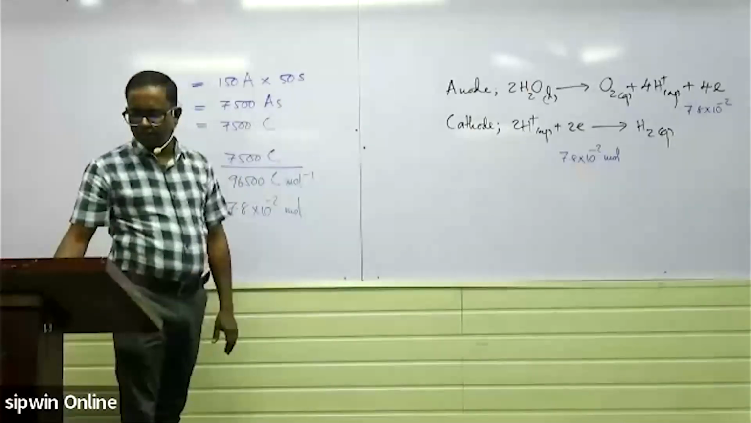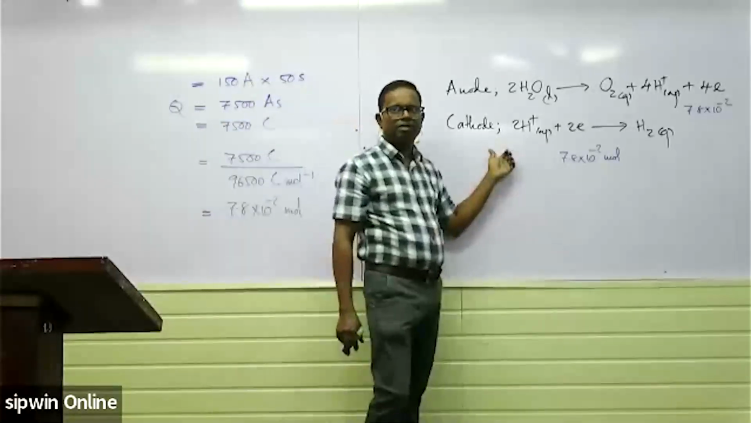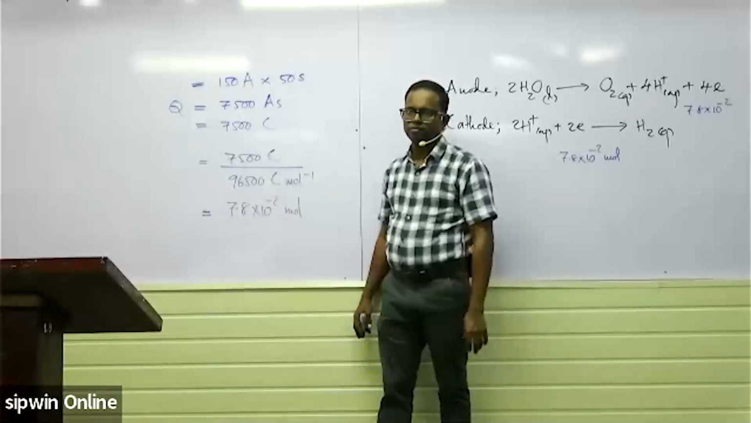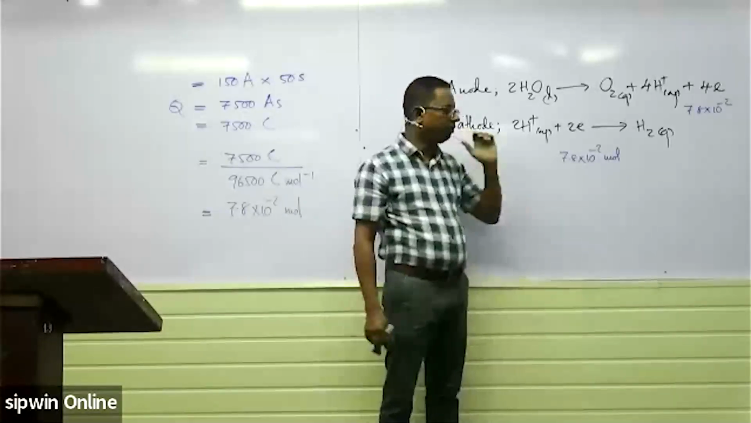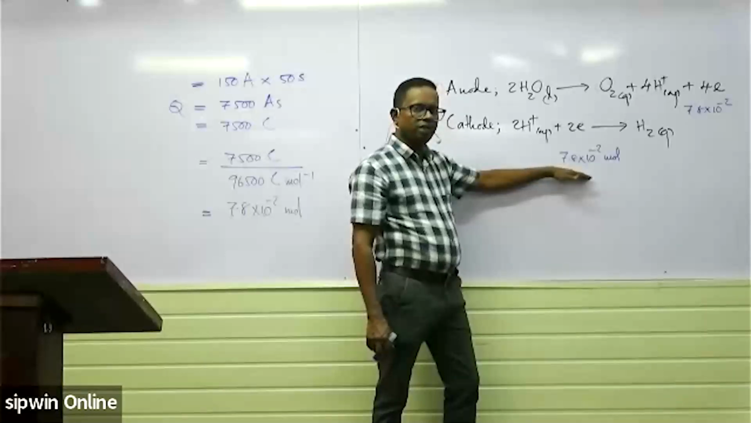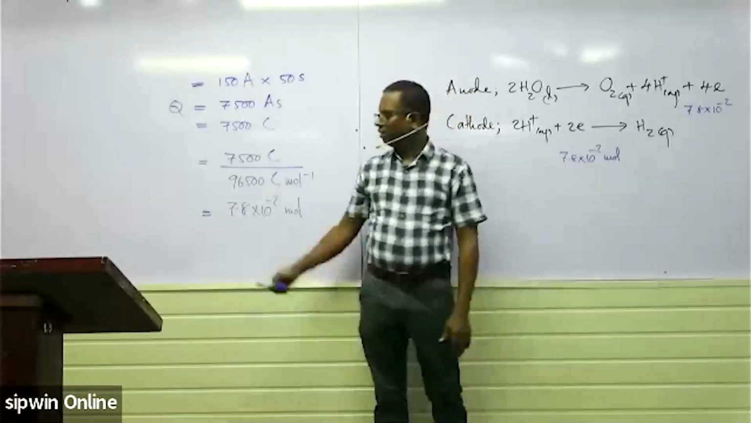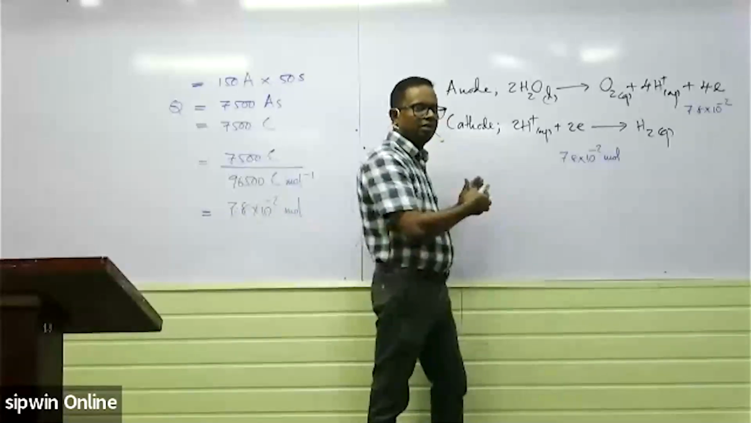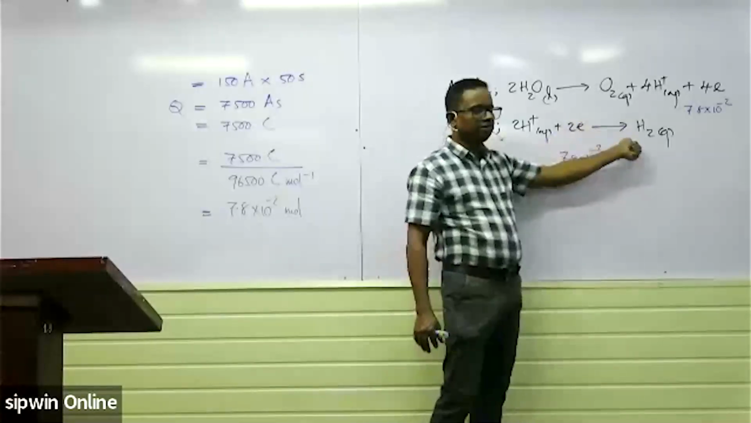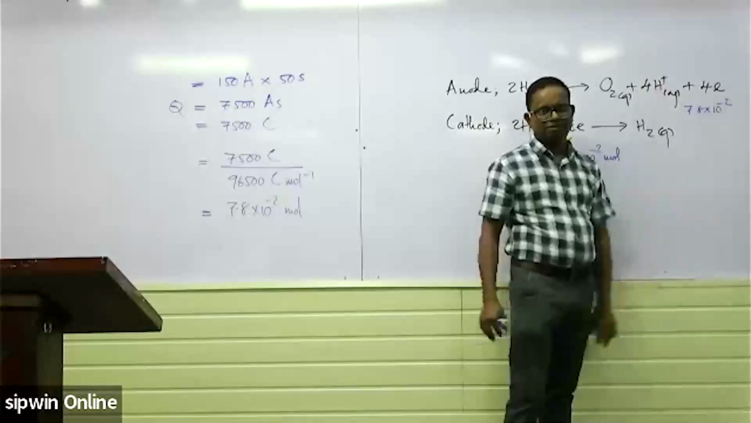Now find the hydrogen moles. It is good to write the reaction, otherwise take it from above. Then apply stoichiometry. 7.8 times 10 to the power minus 2 moles of electrons passed, and hydrogen moles is half of that. I asked you to find hydrogen moles from electron moles; from the reaction you can get it. Oxygen is one in four, since 4 electrons per oxygen.